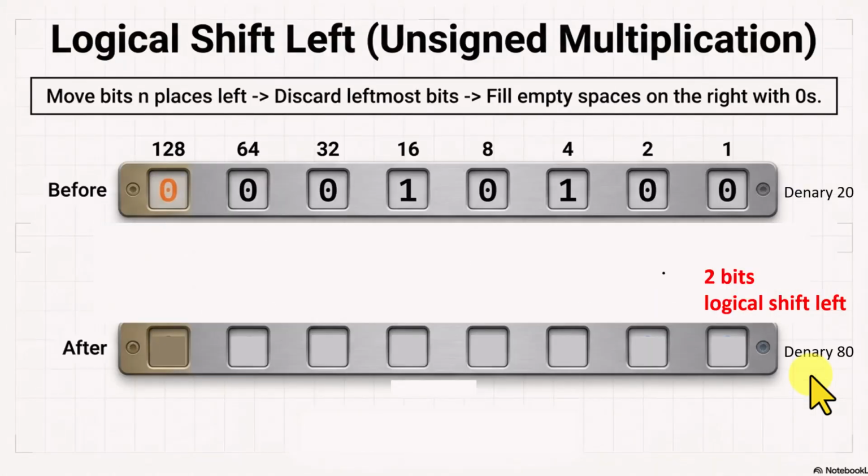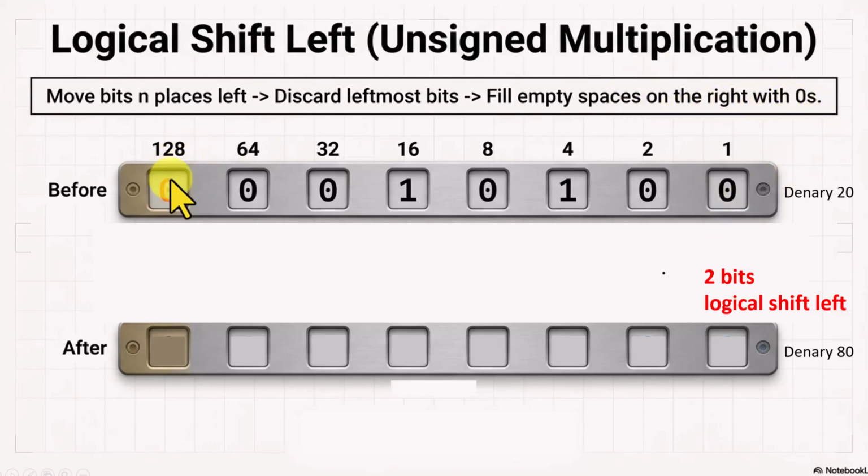So first of all, logical shift. We will study logical shift left and logical shift right. First, logical shift left for unsigned multiplication. These logical shifts are used for unsigned multiplications. And how does it work? Move bits n places left, then discard the leftmost bits, the ones that get out of the register size, and fill empty spaces on the right with zeros.